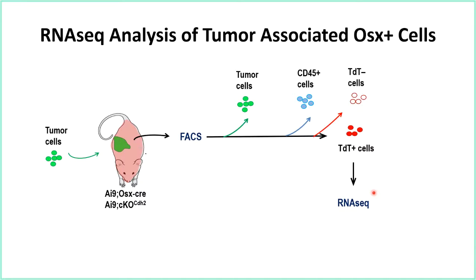So to understand whether the mice lacking N-cadherin in Osterix-positive cells in the tumor might have disrupted signaling, we used an RNA-seq approach. We essentially isolated the cells from the tumor, removed the tumor cells first, and then removed CD45 positive cells, and used the non-hematopoietic population to isolate the Osterix positive from those that are negative, and compared the two populations using RNA-seq.